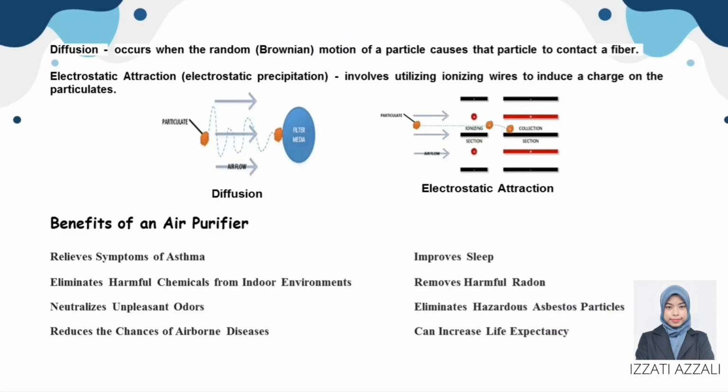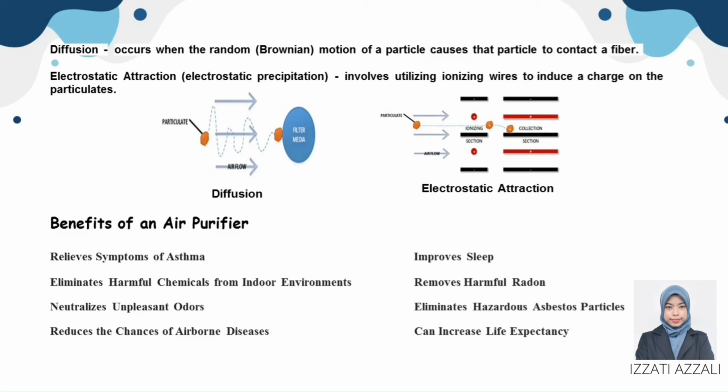For the diffusion, it occurs when the random Brownian motion of particles causes the particle to contact a fiber. From the figure below, as a particle vacates an area within the media, by attraction and capture, it will create an area of lower concentration within the media to which another particle diffuses, only to be captured itself. This principle operates at low media velocity and high concentration of microfine fibers.